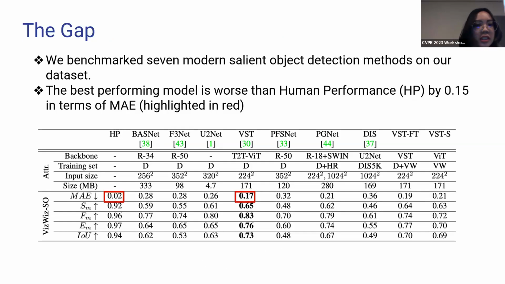We have benchmarked in total 7 modern salient object detection algorithms for this challenge. The best performing model achieves an MAE of 0.17, which is still 0.15 worse than human performance in MAE. So we can see there's still a huge gap between what modern algorithms can do and what humans can do.